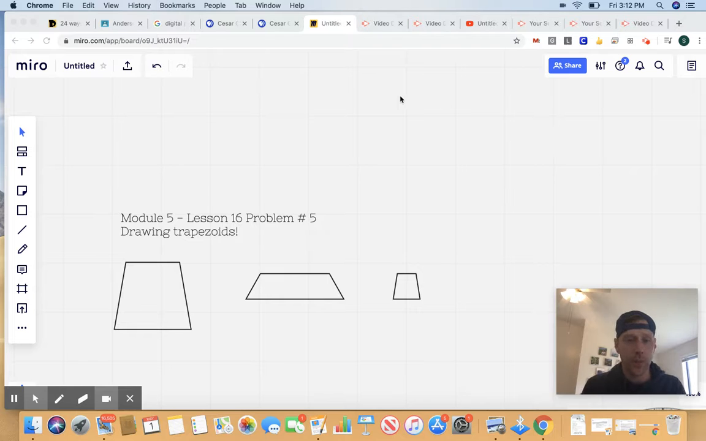Last lesson, we were together identifying trapezoids, and this lesson we're together drawing trapezoids. And number 5 asks you to draw a very specific trapezoid, and we're going to do that together.